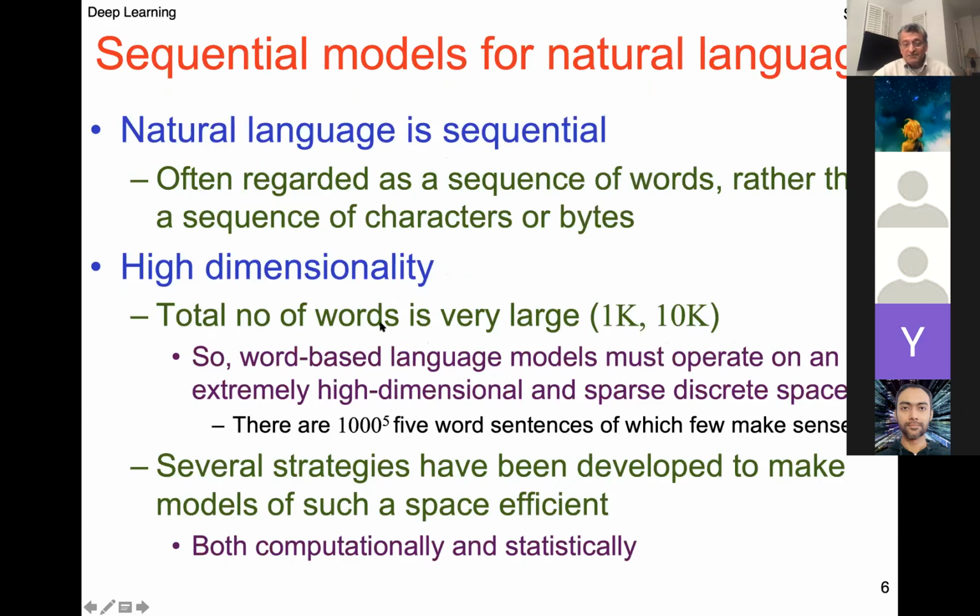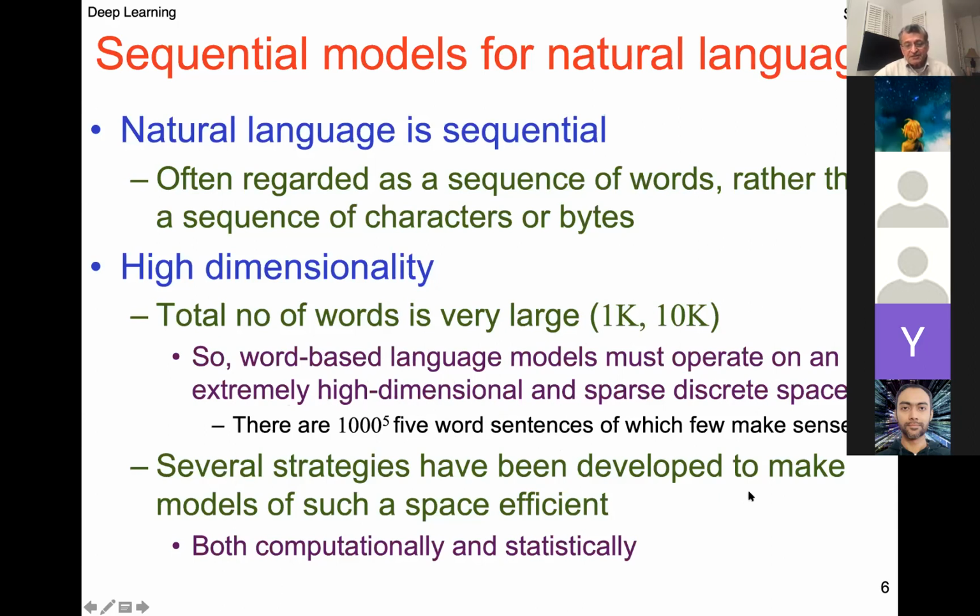What do you mean by that? Total number of words is very large. A vocabulary could be 1,000 words, it could be 10,000 words, or it could be 100,000 words or more. So word-based language models must operate on an extremely high dimensional but sparse discrete space. If we have 1,000 words in the language, a 5-word sentence will have 1,000 to the power of 5 possibilities, of which only a very, very small percentage makes sense. So in a way, we say that only the legal transitions are very small. It's a sparse discrete space, we say.